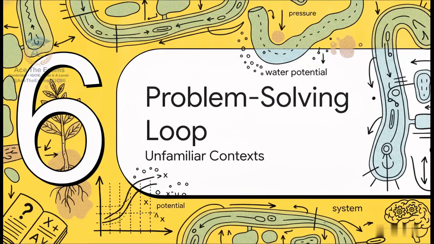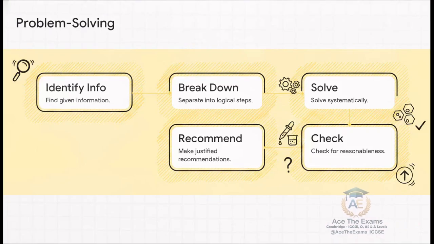Section 6, the problem-solving loop. Let's move to the ultimate strategy for handling complex, totally unfamiliar data scenarios under exam pressure. Because when you open a paper and see a bizarre graph about water potential in a plant you have never even heard of, you need a system. This deconstruct, solve, evaluate loop is your lifeline.